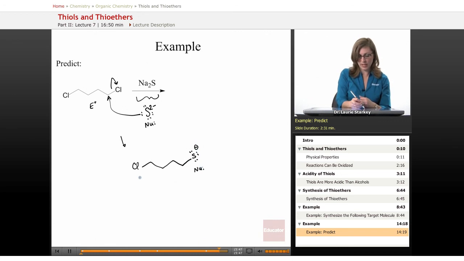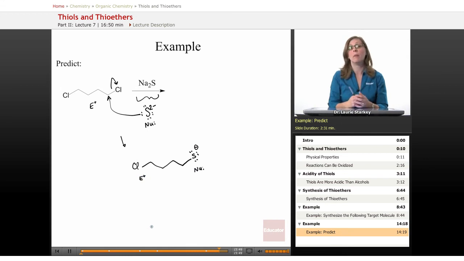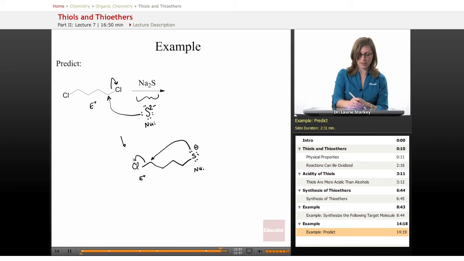And what do we have over here? Within the same molecule, we have an electrophile, we have an electrophilic carbon bearing a leaving group. And so what can happen is we could get an intramolecular SN2 to take place. So we kind of have a second SN2 here.